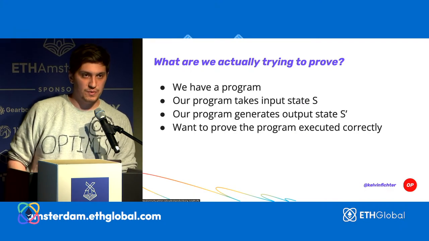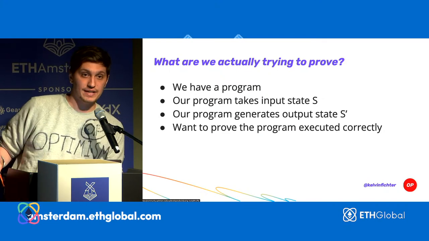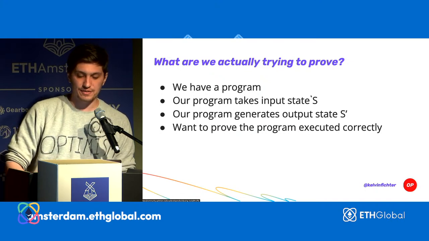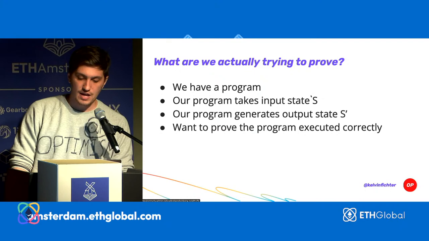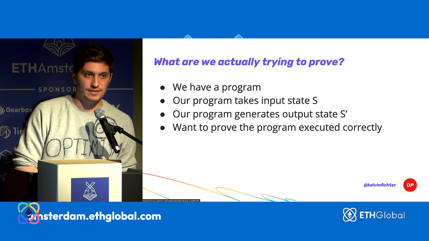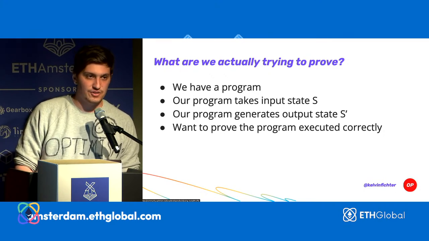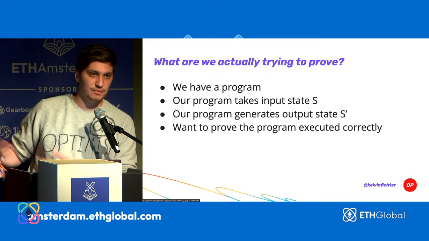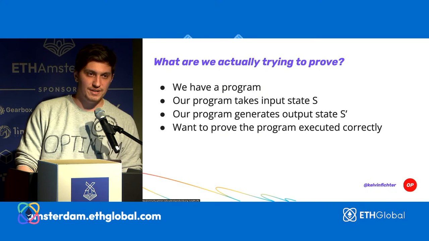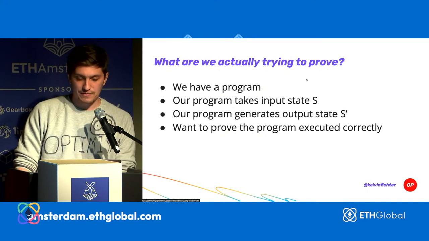So what we want to do is we have a program that we're running, and we want to prove that that program ran correctly. Now I'm getting into this sort of mathematical stuff, but it doesn't really matter that much. We have a program, and we want to prove that the program ran correctly. That allows us to say, based on the transaction inputs that we've published to layer one, the state root that we published to layer one is absolutely correct, and it can't be wrong. So how do you do this proof? Well, you have a program.